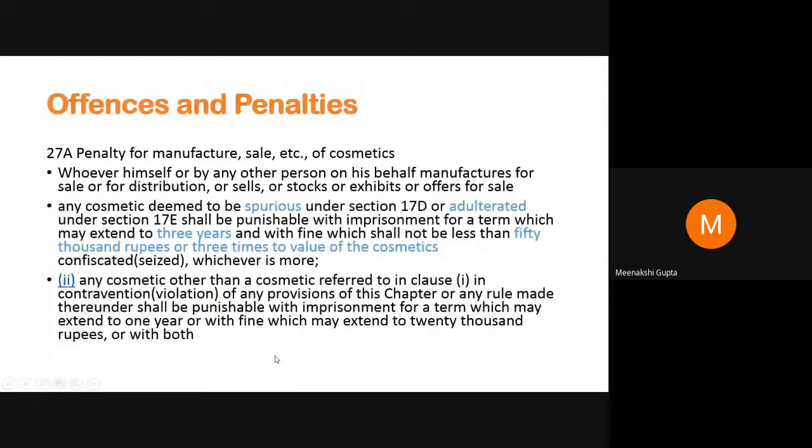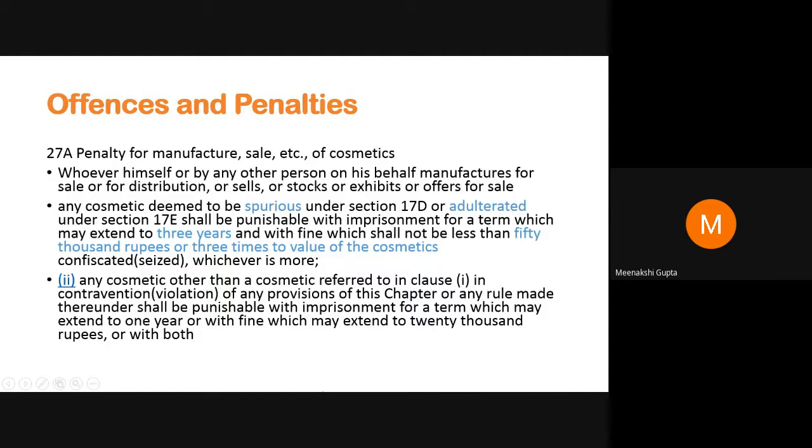The next one is any cosmetic other than the cosmetic referred to in Class 1, that is, if it is not adulterated or spurious, but even if it violates the law. Even if a person is not manufacturing any spurious or adulterated cosmetic, but is infringing or violating the laws framed in the Drug and Cosmetic Act, then he is punishable with imprisonment of a term which may be 1 year, or a fine of 20,000 rupees and all that.